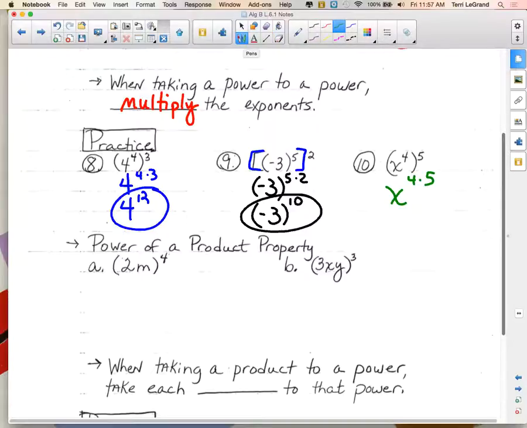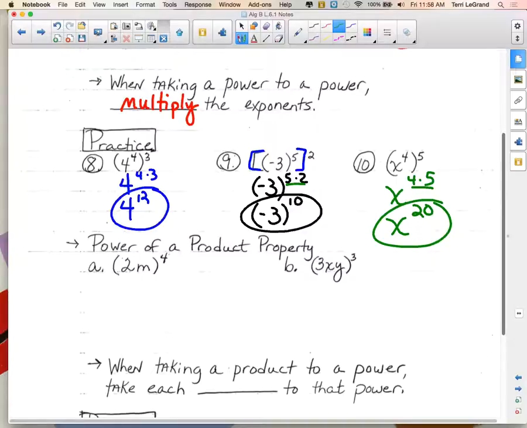Do I need parentheses in this one? No. Okay. So back in number 9, when we got rid of those brackets, that was because getting rid of the brackets was this part, wasn't it? But we couldn't get rid of the parentheses in that one because of the negative. So here we're getting rid of the parentheses by doing the multiplication. So what do we get? X to the 20th power.